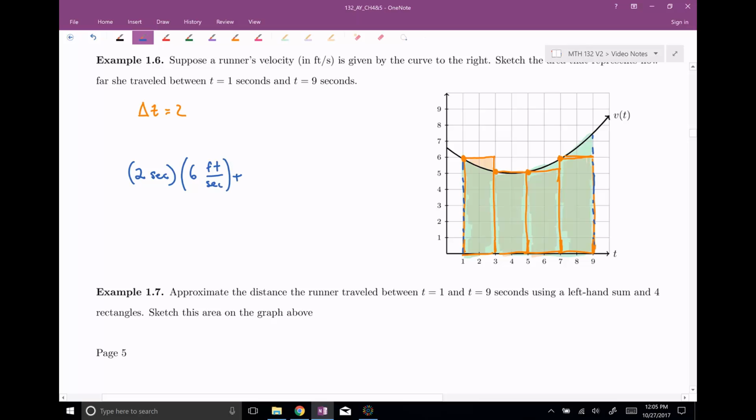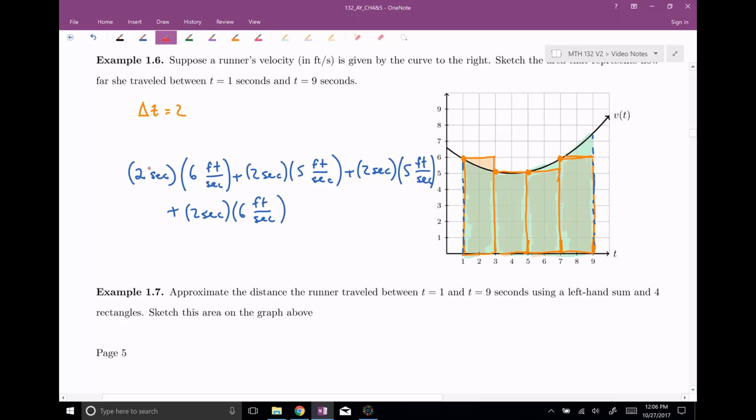My second rectangle maybe has, again, a width of 2 seconds, right? This always stays the same. But now the height is 5 feet per second. And now my third rectangle, again, a width of 2 and a height of, again, it looks kind of like 5 feet per second. And then finally, I'll start a new line down here, plus another 2 seconds times 6 feet per second.